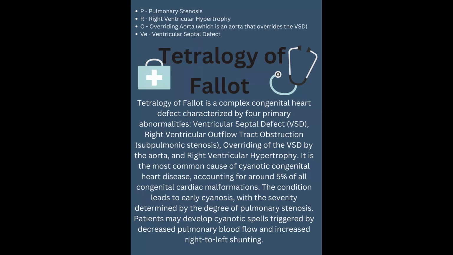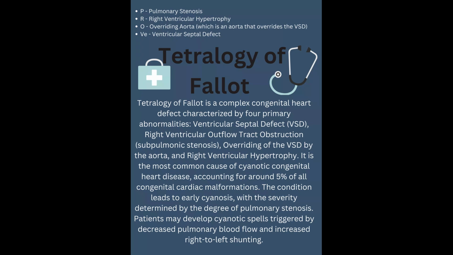5. Treatment. The treatment of tetralogy of Fallot aims to improve the child's quality of life and correct the heart defects. Options may include: A. Surgical repair. Open heart surgery is the primary treatment for TOF. The procedure involves closing the ventricular septal defect and relieving the pulmonary stenosis.